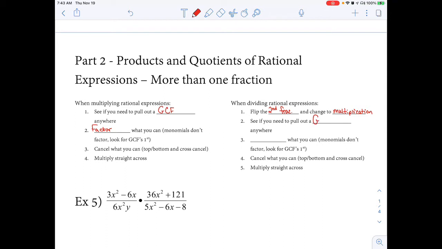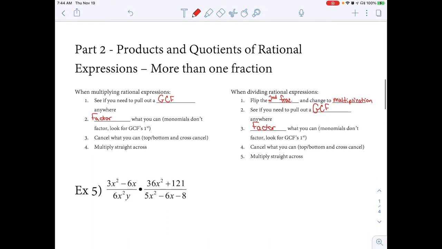So you're going to look for a GCF, just like you did over there. You're going to factor what you can. Remember, monomials don't factor. Cancel, and then you'll be multiplying straight across. So it's only one extra step because the only extra step is you're going to flip the second fraction.